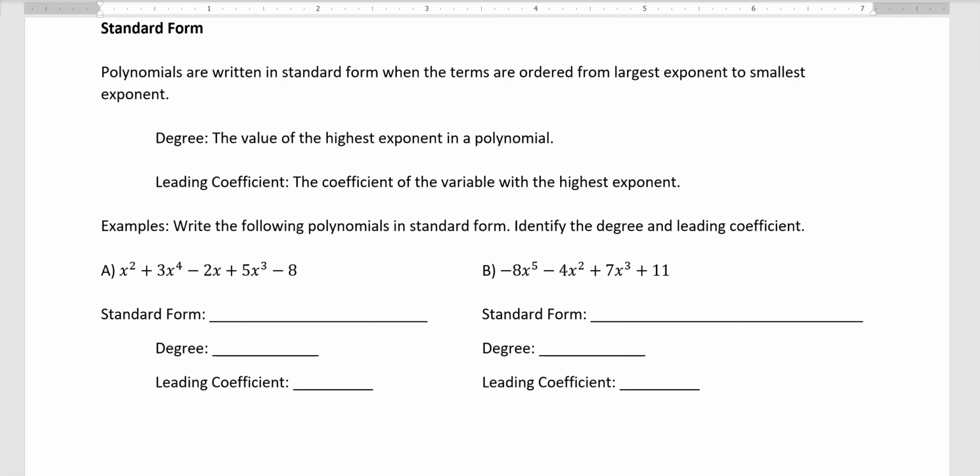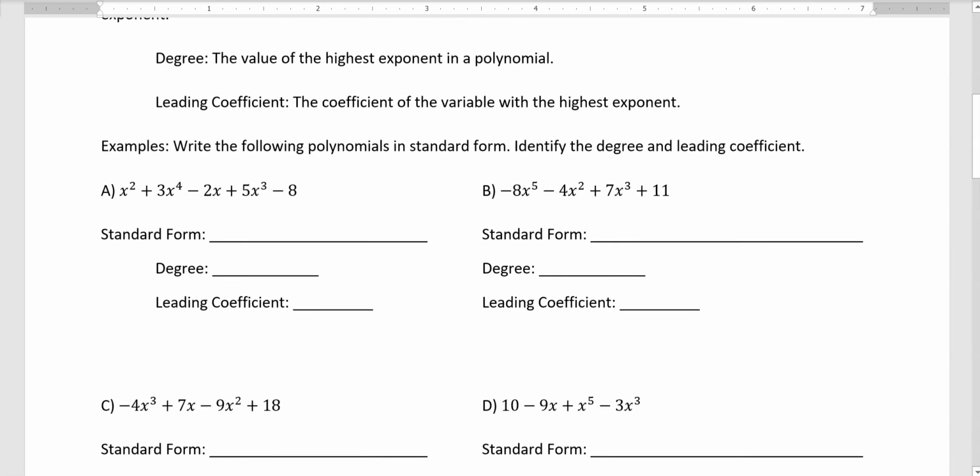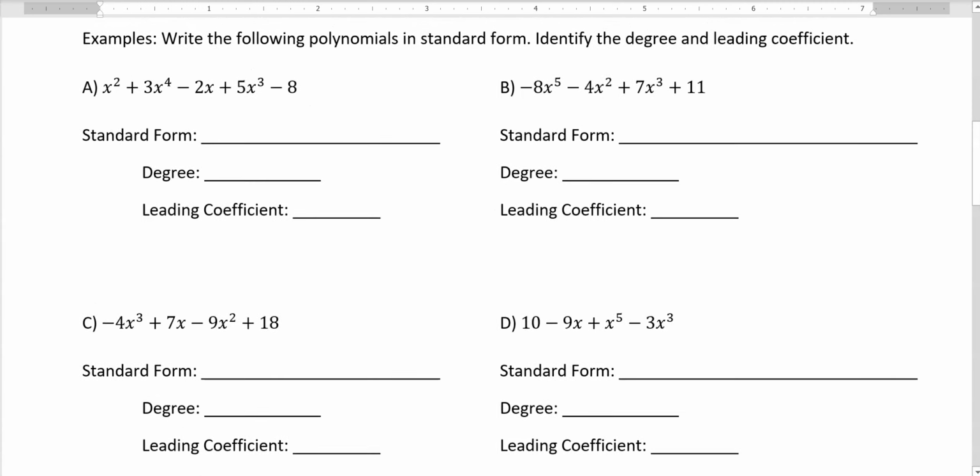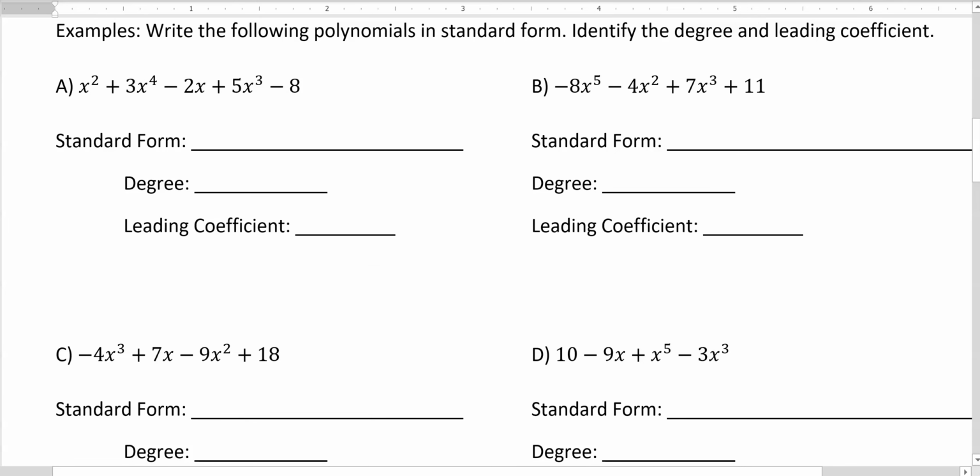So some examples to get us started here. We're just going to practice writing stuff in standard form, identifying the degree, and the leading coefficient. So if I look at letter A here, x squared plus 3x to the fourth minus 2x plus 5x to the third minus 8. This is not in standard form because our exponents are not in order from greatest to least. So if I put these in order of the exponents from greatest to least, it'd be 3x to the fourth plus 5x to the third plus x squared minus 2x minus 8. And now this is in standard form.